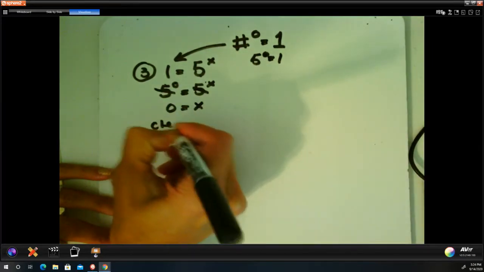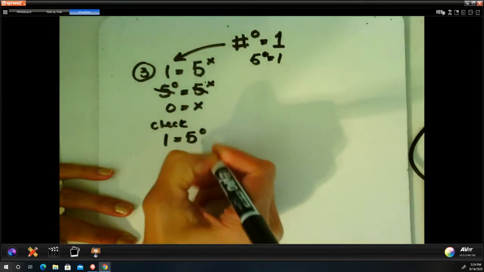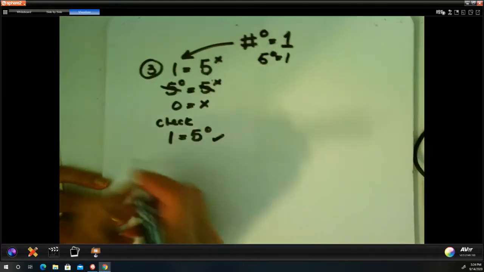So now we're going to just check. Does 1 equal 5 to the 0? Yes, anything to the 0 is 1.